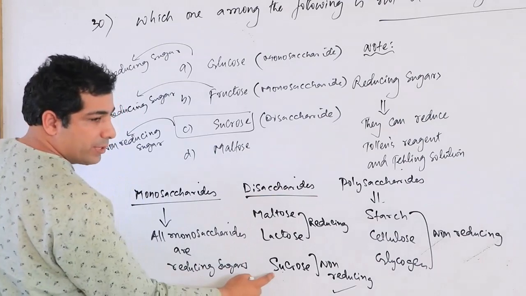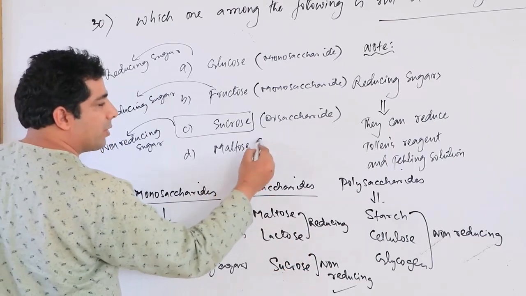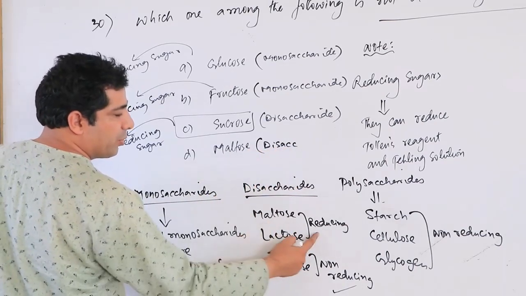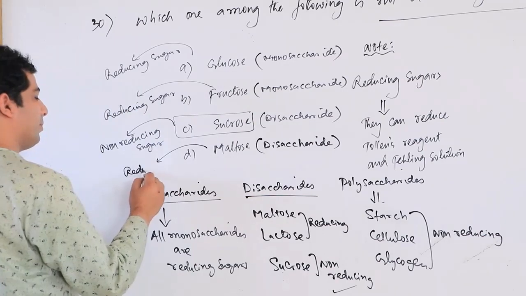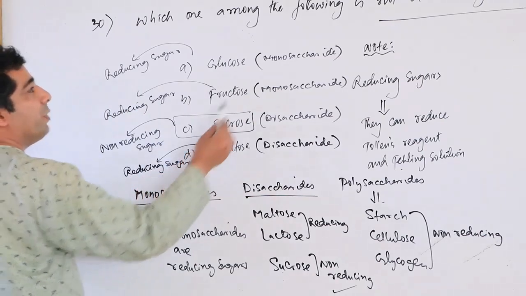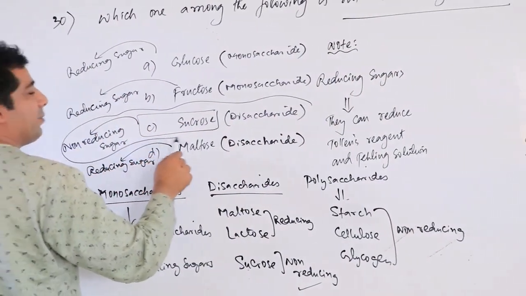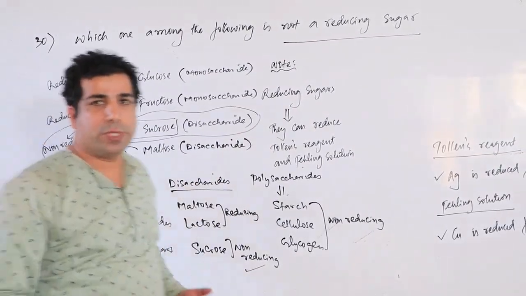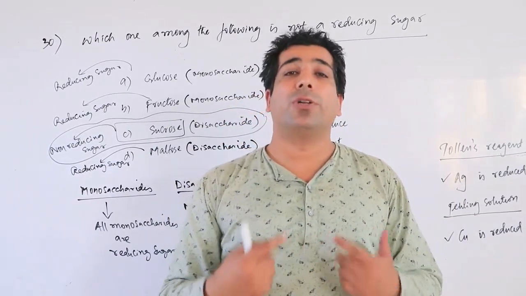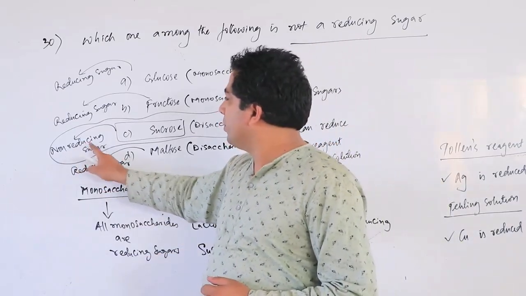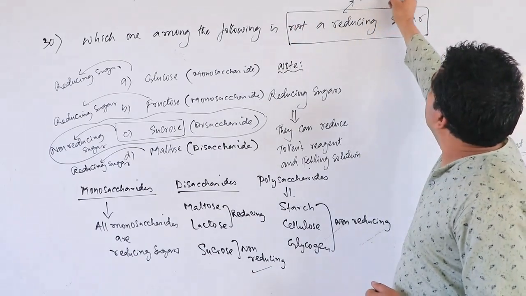So remember, sucrose is the only disaccharide which is non-reducing. Other two disaccharides like maltose and lactose are reducing. Maltose is also a disaccharide, but I told you that maltose is a reducing sugar. So which one among the following is not a reducing sugar? So obviously it is your sucrose. It's an exceptional case. Sucrose is a disaccharide, but it is not a reducing sugar. Correct? It is a non-reducing sugar.